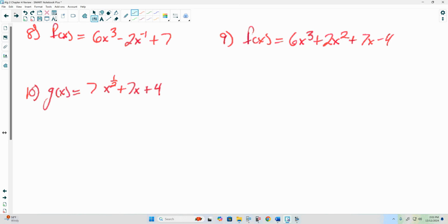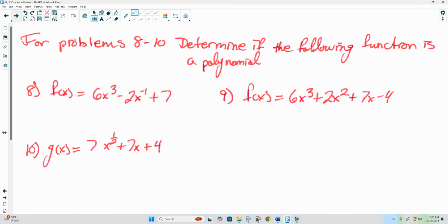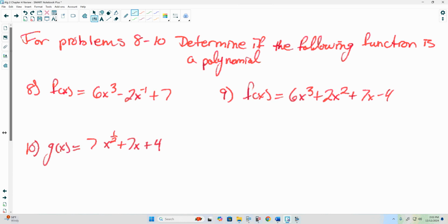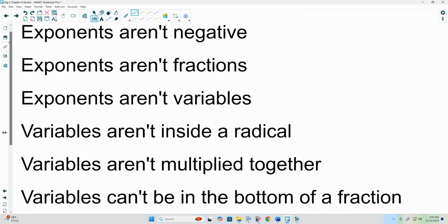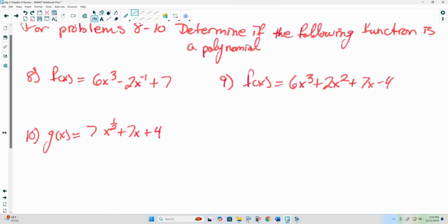Yep. 6 or 8, 9, 10. So determine if the following is a polynomial function. Now there is a whole list. I do have all these in the video. But if we look at number 8, might as well just say no, because we can't have a negative exponent. We also cannot have a fraction in an exponent attached to a variable. So here, for these here, yes. So 9 is yes, that is a polynomial function.